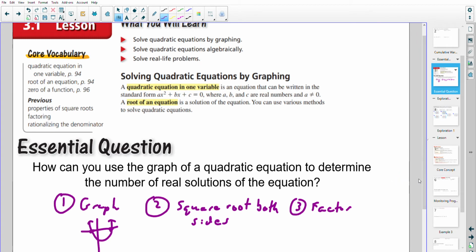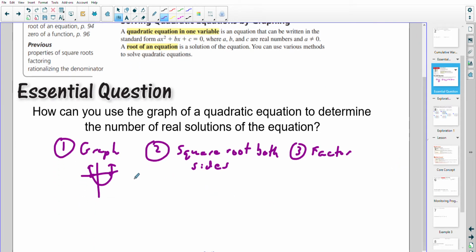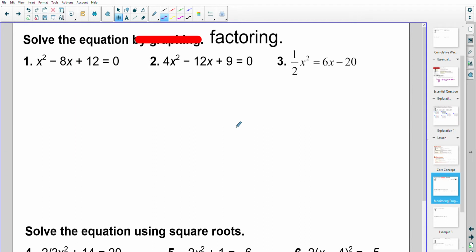So graphing is fine. However, if these intercepts don't exactly cross at whole numbers, it's very difficult to know what those points are, and you need graphing paper. So I'm going to de-emphasize the graphing part and concentrate more on taking the square root of both sides and factoring. So I want to jump right into some problems.